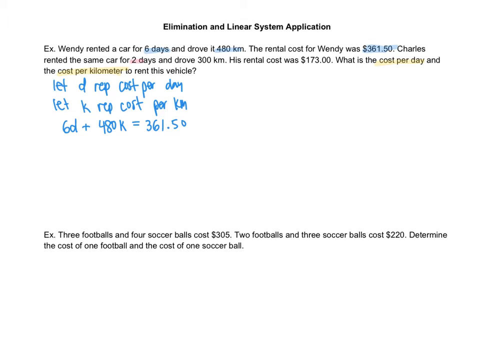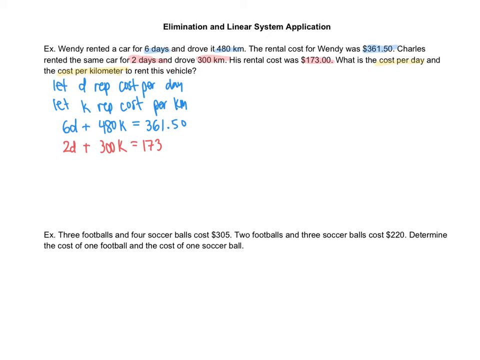And now let's look at our second equation, or our second sentence. Charles rented the same car, but he had it for 2 days, 300 kilometers, and the total was $173. So we can write an equation for that too. 2 days, so 2 times D for the cost of days, 300 kilometers, so 300K, and the total was 173. Okay, now we have two equations. That was the only new part or hard part.